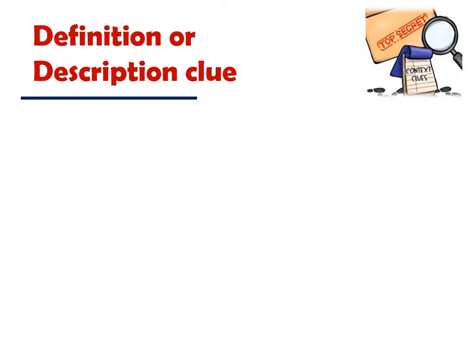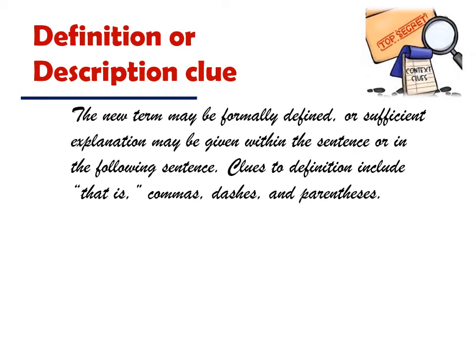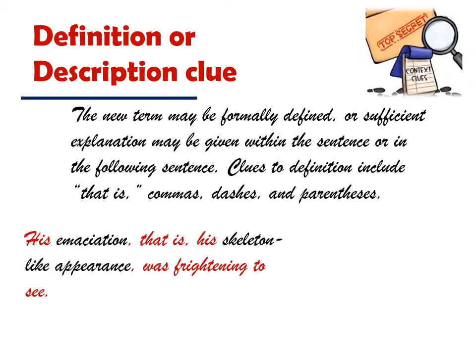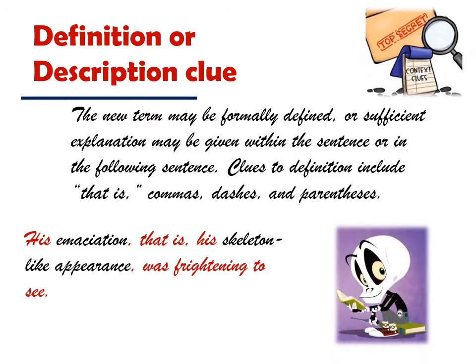Number 1. Definition or description clue. The new term may be formally defined, or sufficient explanation may be given within the sentence, or in the following sentence. Clues to definition include "that is," commas, dashes, and parentheses. For example, his emaciation, that is, his skeleton-like appearance, was frightening to see. In this sentence, the skeleton-like appearance is the definition of emaciation.